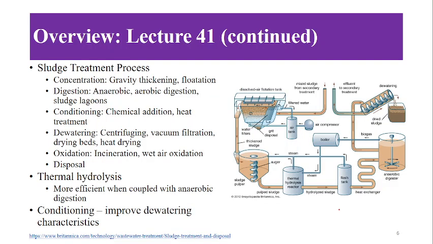So we'll now look at the sludge treatment processes. The sludge treatment process has a number of steps. The first step is the concentration. Concentration can be done through either gravity thickening or flotation. Gravity thickening is usually done for the sludge taken from primary wastewater treatment, and flotation is usually used for the secondary wastewater treatment.